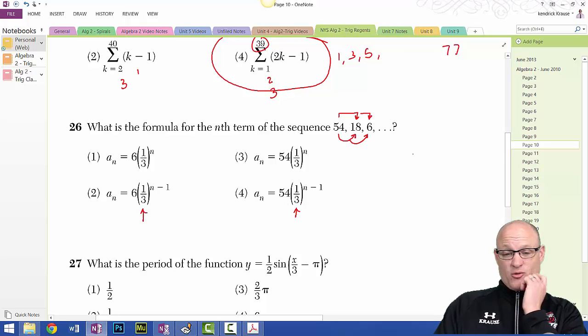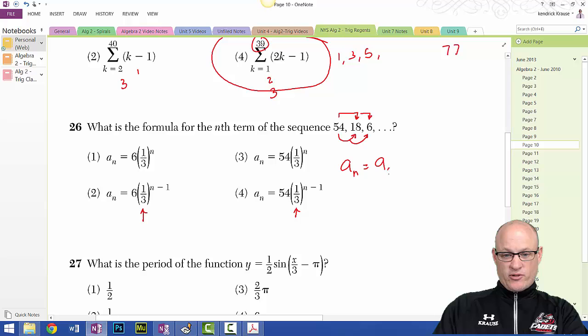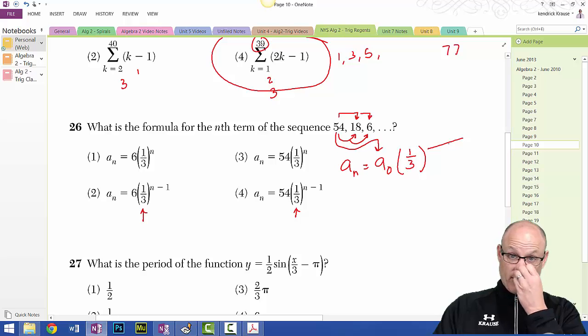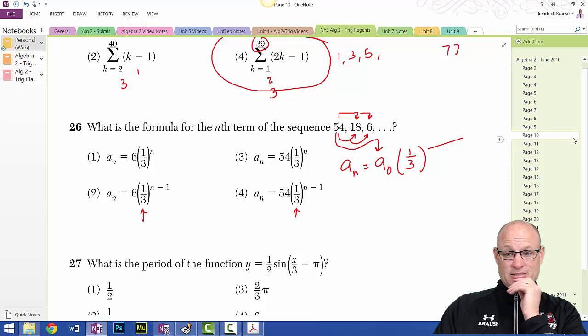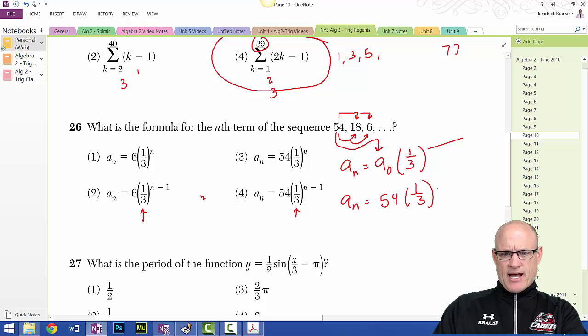Right? There they are. So what we're going to do, the way it works is a sub n is equal to a sub 0, your first number, which in this case is 54. And then we're going to have the multiplier, 1/3 to some exponent. That's just how it works. Hopefully your teacher taught this to you. How are we going to do this? Well, I don't know. Let's see. Did I just switch pages? I hope I didn't switch pages. So it's going to be a sub n is equal to 54 times 1/3 to some exponent.